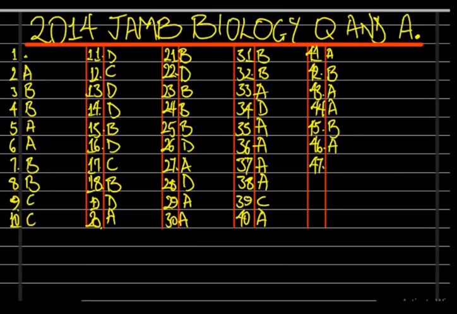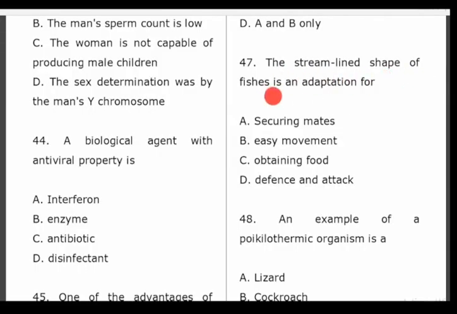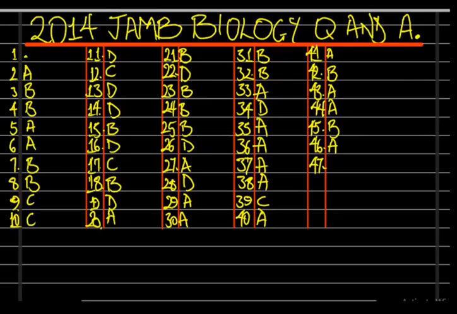So question 47. The streamlined shape of fishes is an adaptation for: A, securing mates; B, easy movement; C, obtaining food; and D, defense and attack. The answer there is to move easily, so it is for easy movement. It is not for securing mates, it is not for obtaining food, and it is also not for defense and attack. It is for easy movement. That is the answer to question 47, option B.